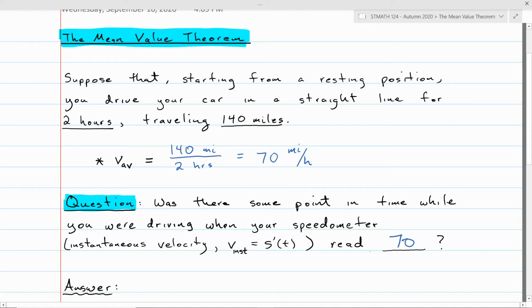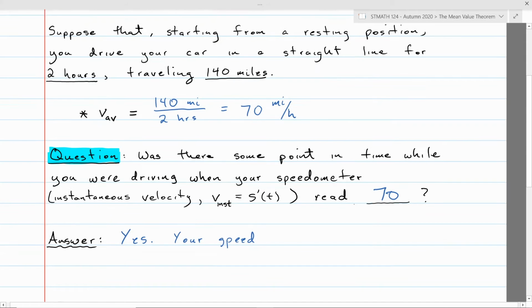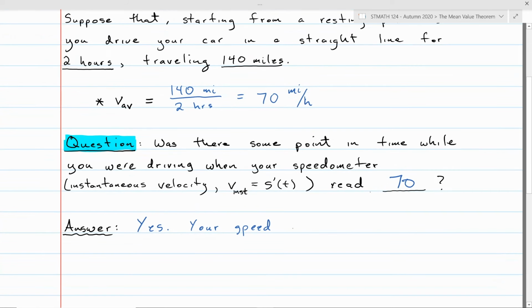So, since you started from rest, your speed was at some point 0 at the very beginning, and then you sped up, and you must have been going faster than 70 miles per hour for some amount of time to get the average up to 70, right? So because acceleration is a continuous process, you can't instantly accelerate from 0 to faster than 70 miles per hour. You pretty quickly realize, yes, you must have been going 70 miles per hour at some point. So I'm just going to write down here what that explanation was.